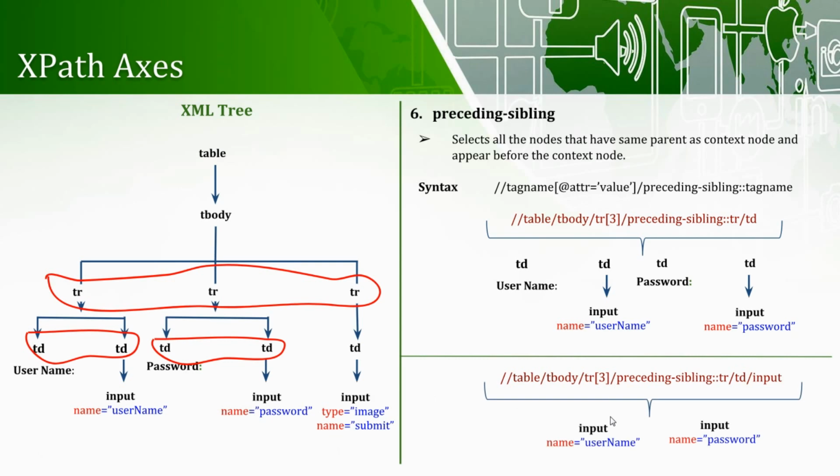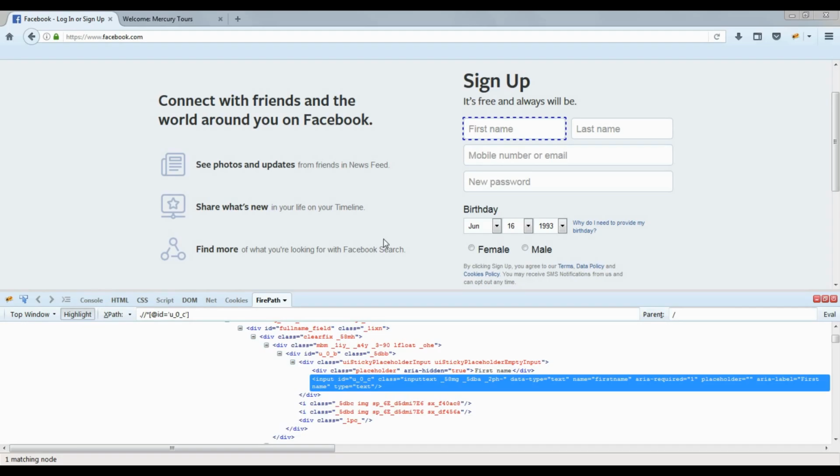So this completes the following and preceding siblings. Let's try following sibling and preceding sibling. Following sibling and preceding sibling come into picture when we are working with group web elements such as drop-down box, radio button or combo box. For following and preceding sibling, I am going to work today with the birthday drop-down box.